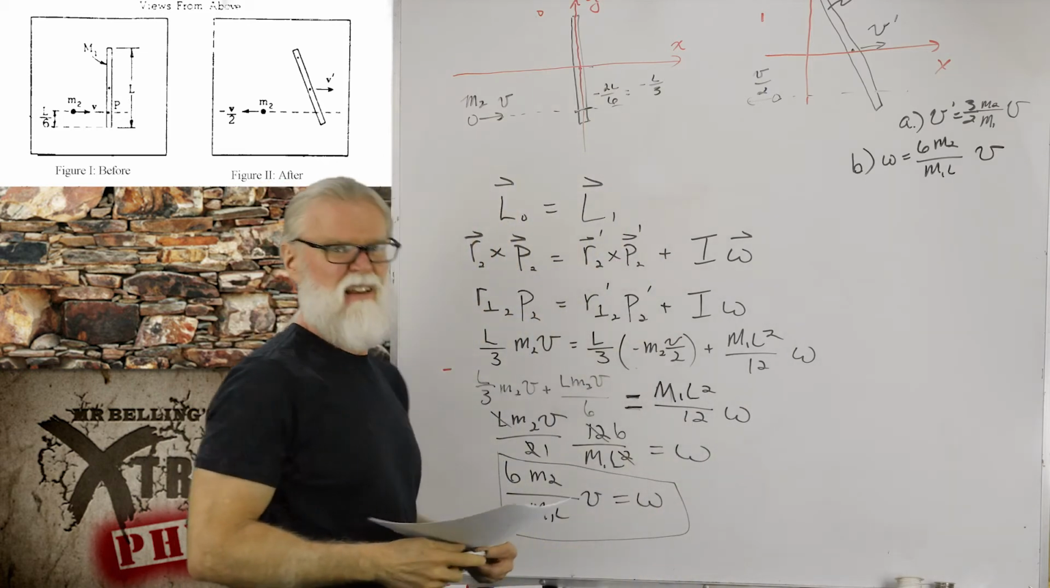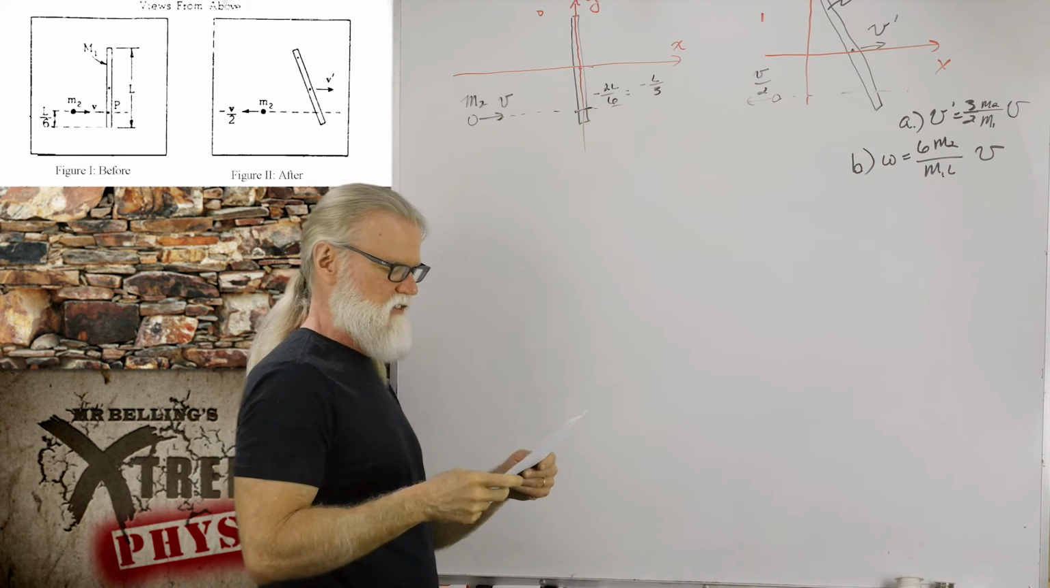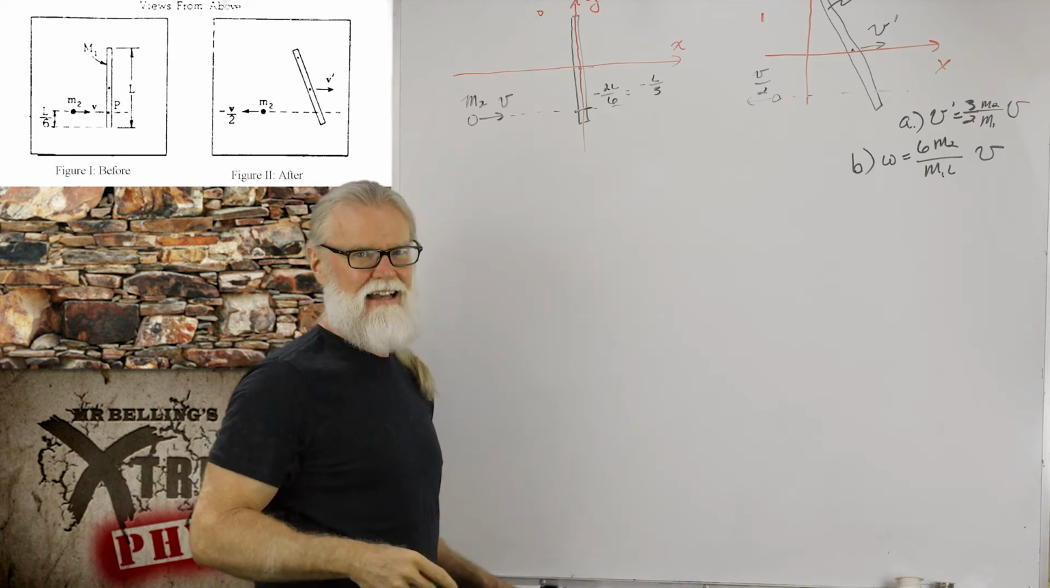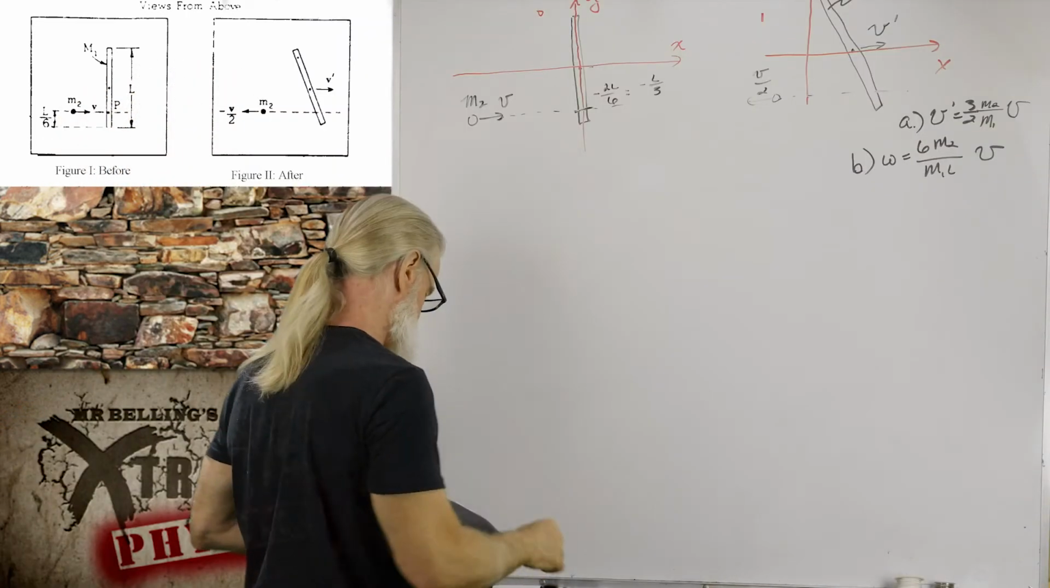That's B. All right, now I got to erase. Determine the change in kinetic energy of the system resulting from the collision. Well, I guess that confirms that mechanical energy is not conserved unless the change in kinetic energy is 0. Let's see what we have here.